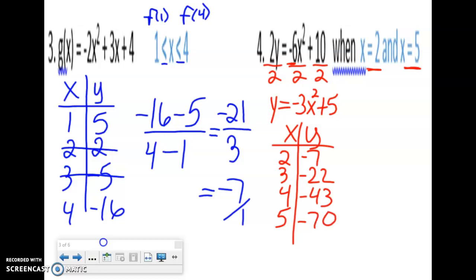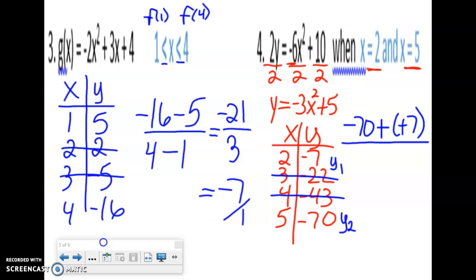Now, why am I showing values that I don't need? It just kind of helps the person that's grading this see that you're pulling this from a table of values. So, next up is the formula. So let's go y values first. So y2 minus y1, negative 70 minus negative 7. Ooh, double negative there. Let's change it right now. Adding a positive. And then let's do the x2 minus the x1.